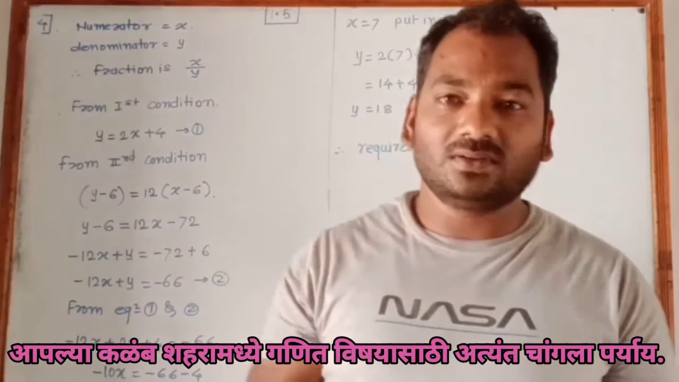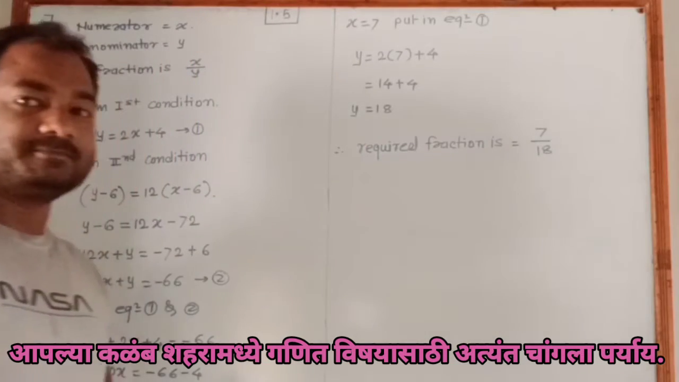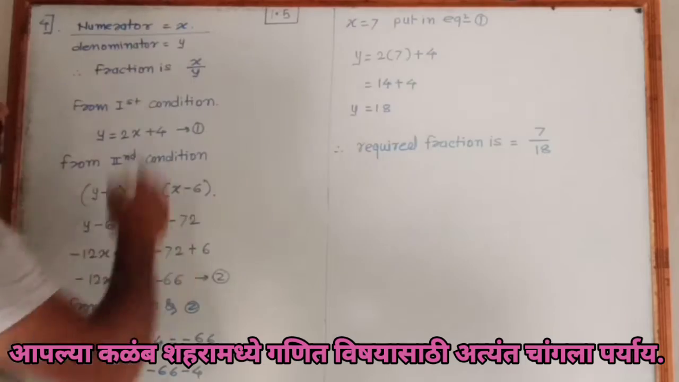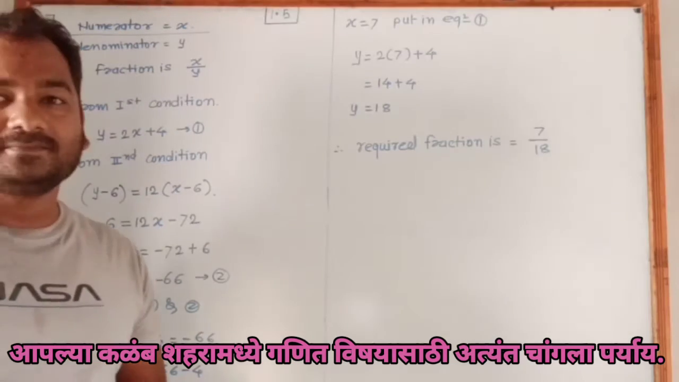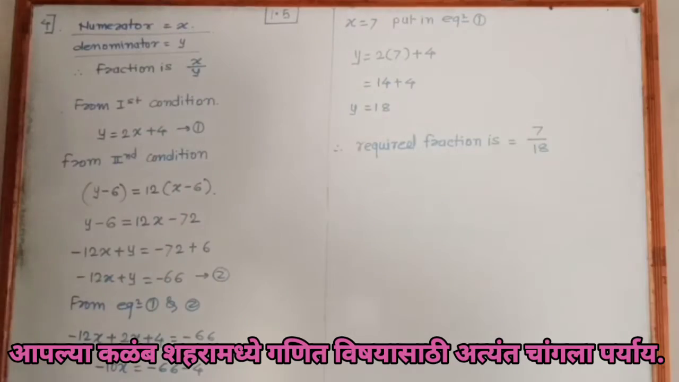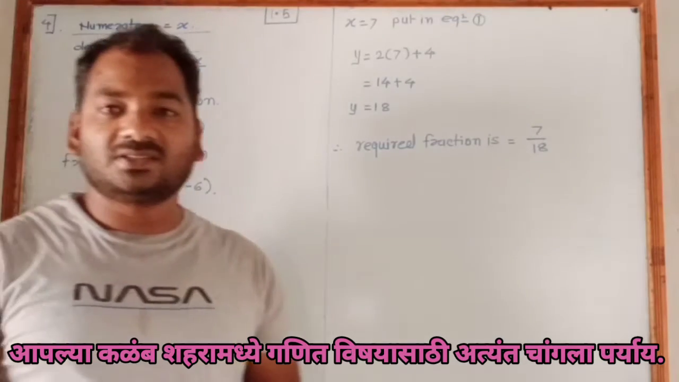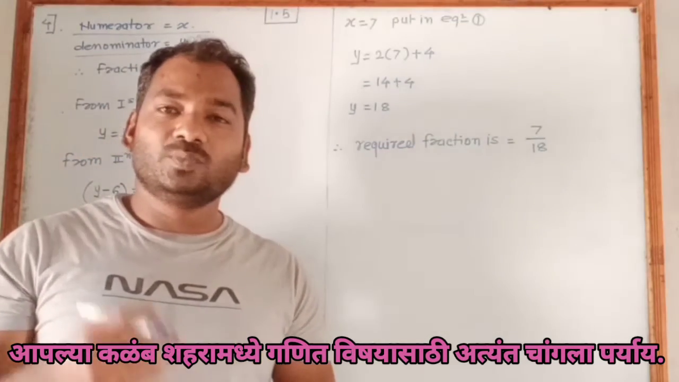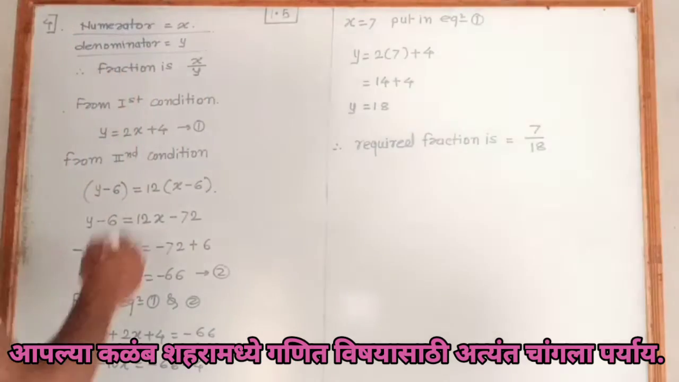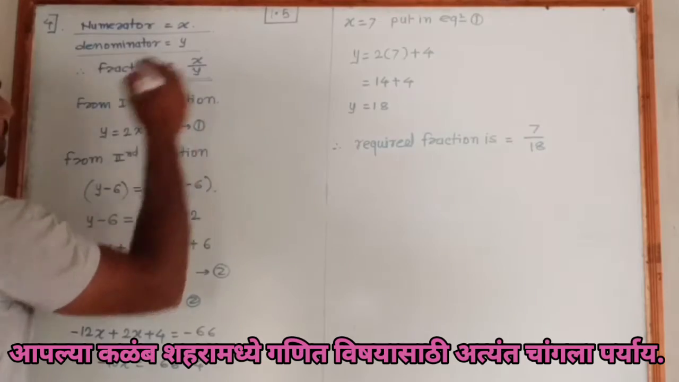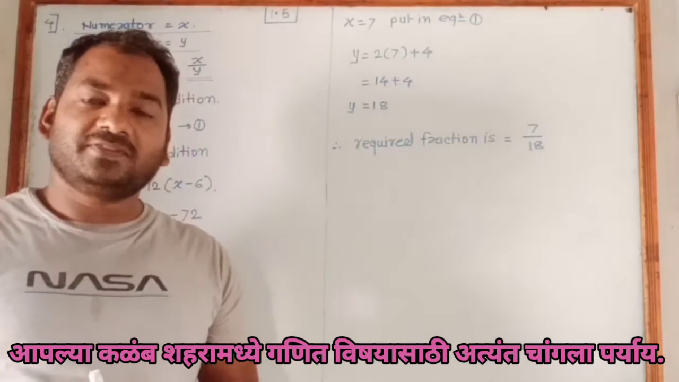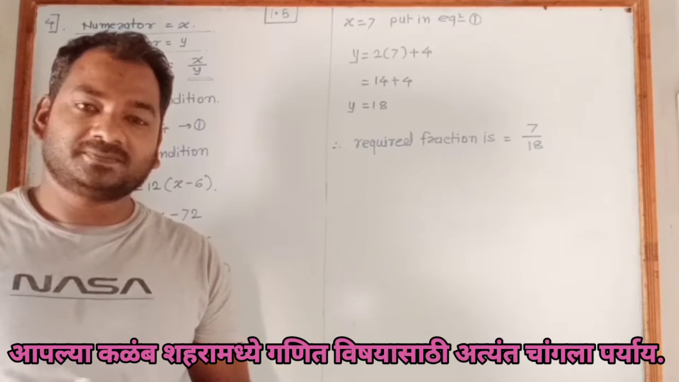So first of all, we consider the numerator of the fraction as x and the denominator of the fraction as y. So what is our fraction? If the numerator is x and the denominator is y, then the fraction is x upon y. In this way, we first write the fraction here.